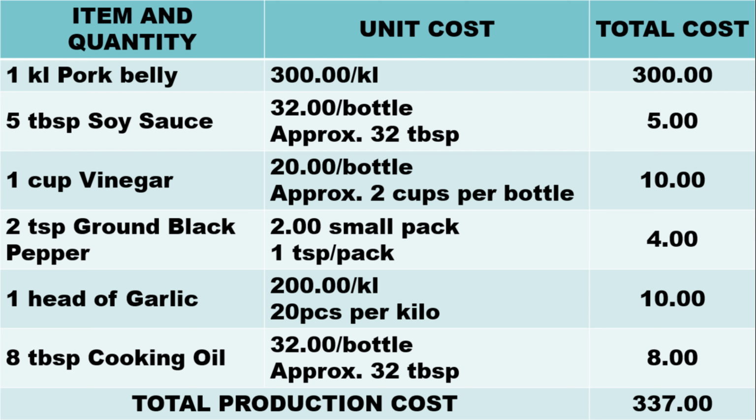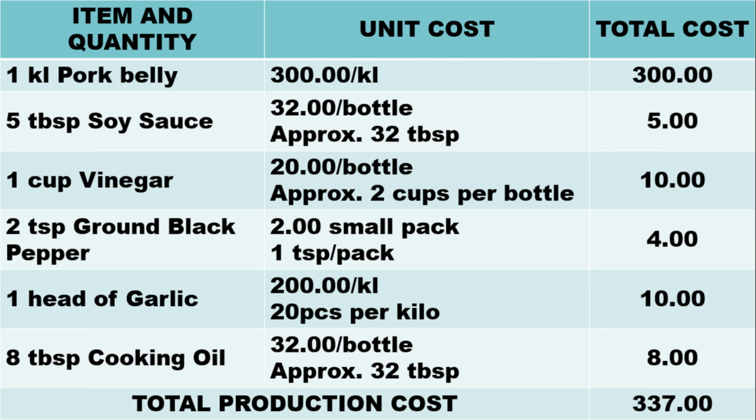2 teaspoons ground black pepper. The unit cost is 2 pesos per small pack, and you're going to need 1 teaspoon per pack. The total cost is 4 pesos. 1 head of garlic, 200 pesos per kilo. There are 20 pieces per kilo. So the total cost is 10 pesos. 8 tablespoons cooking oil, 32 pesos per bottle, approximately 32 tablespoons. The total cost is 8 pesos.